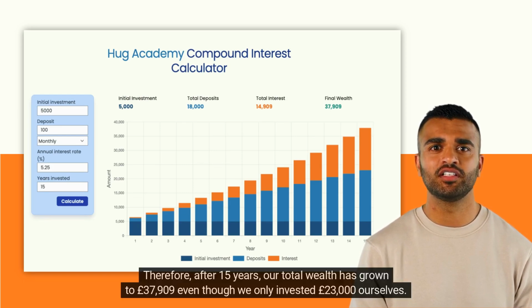Therefore, after 15 years, our total wealth has grown to £37,909, even though we only invested £23,000 ourselves.